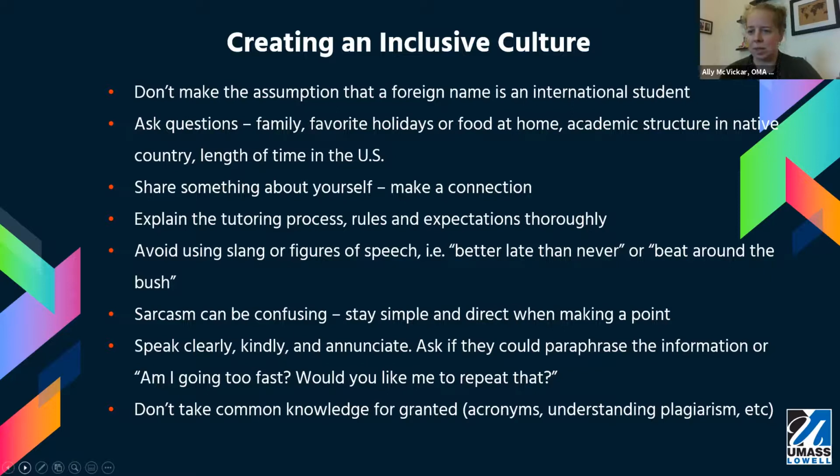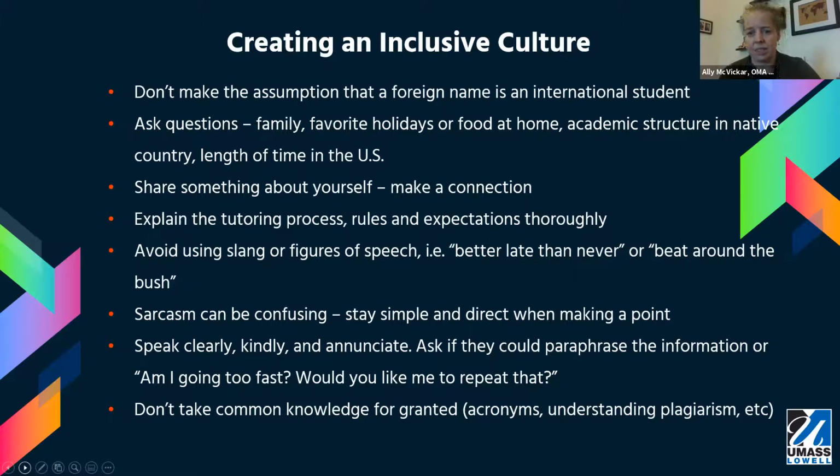What their academic structure is like in their native country, the length of time in the US, right? How long have you been here? That sort of thing. Share something about yourself, make a connection. If you've had certain foods, if you've traveled to their home countries, talk about it with them. Please make a connection with them beforehand. Of course, you can jump into the process if you'd like, but really make sure to try to make a connection and let them know that you can talk to them about things.